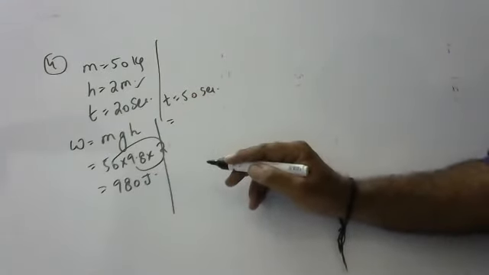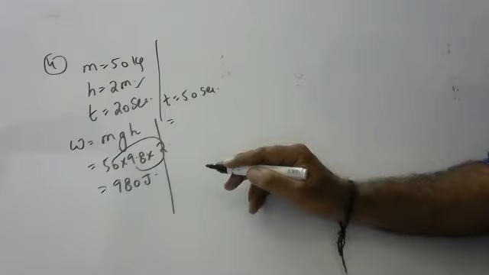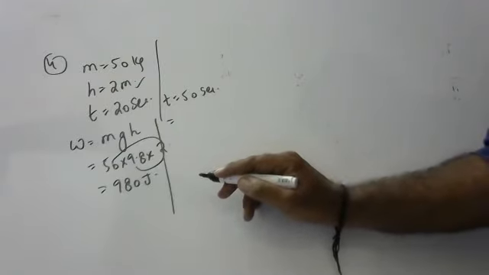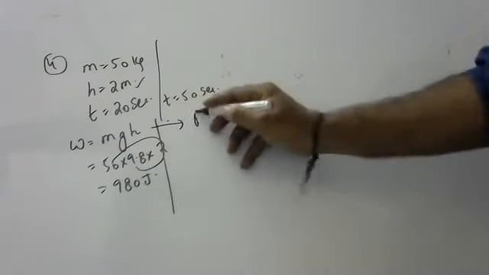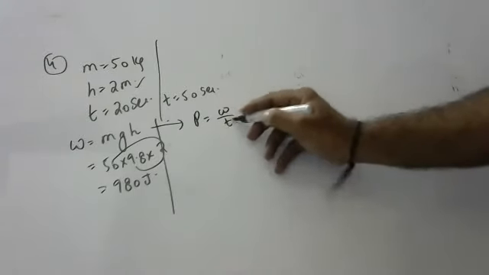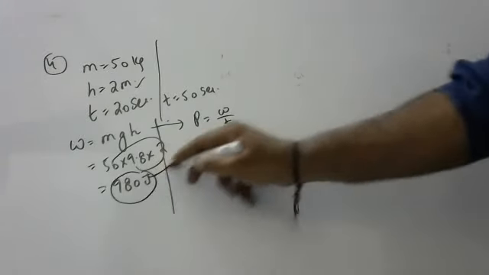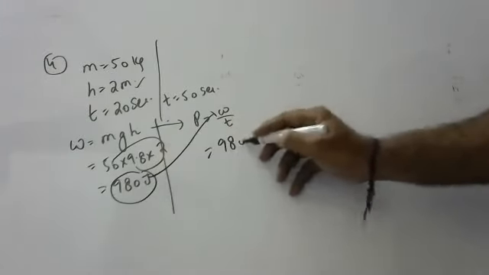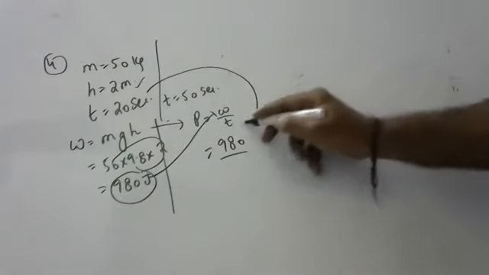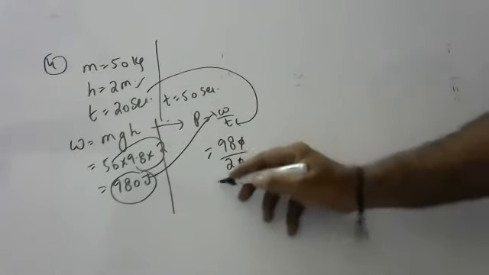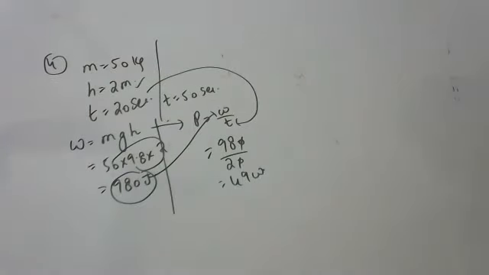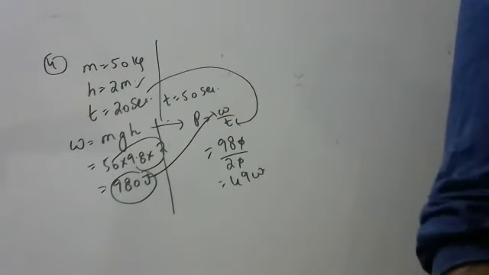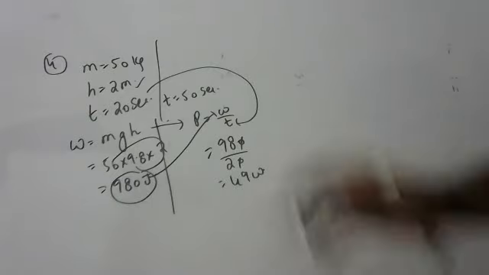Another one raises the same box to the same height in 50 seconds. They did not give mass, children. Okay, so in this case, find the power. Power is equal to what? Work by time. What is work, children? 980 joules. And what is the time, children? 20 seconds. So 49 watt is the power of this person. Do you understand, children?